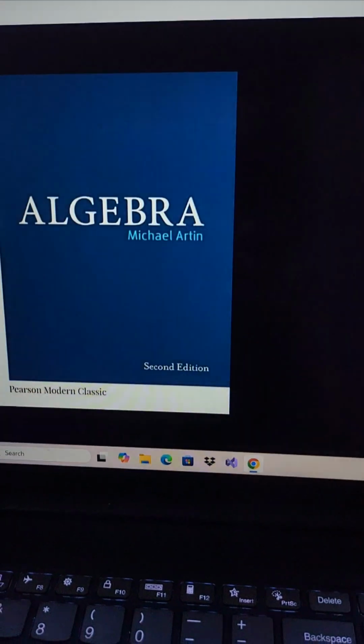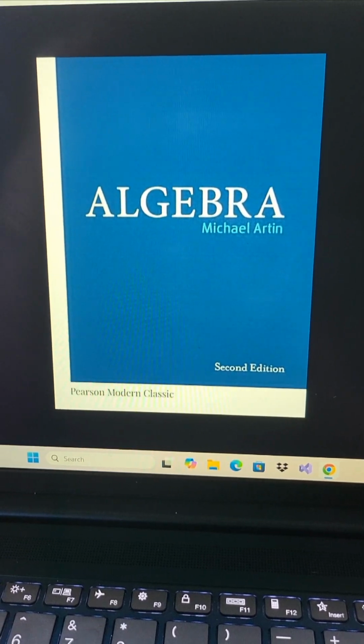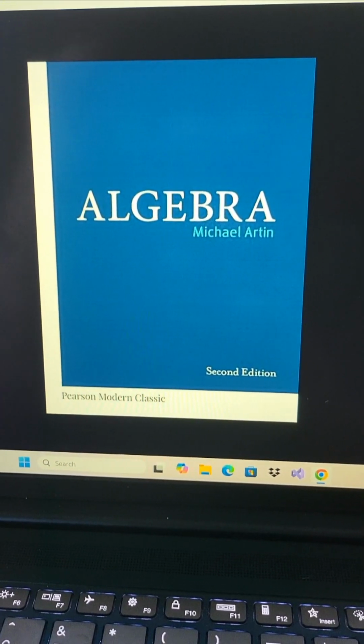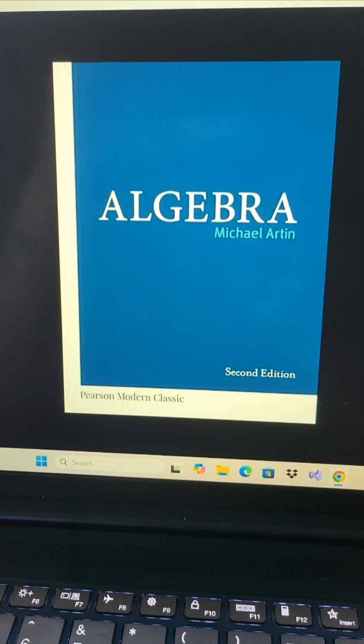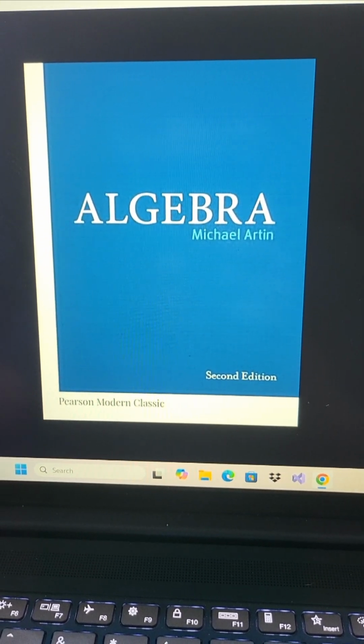So moving on to abstract algebra. Abstract algebra is not my field of expertise. However, I have taken courses on abstract algebra at the undergraduate level, and obviously it's a super important subject. So I'm going to recommend this book. This is an undergraduate level textbook.